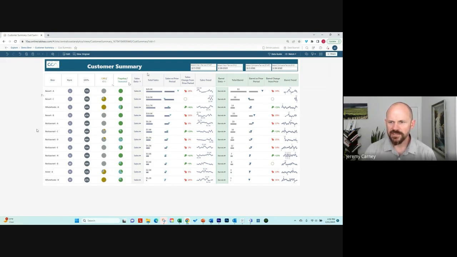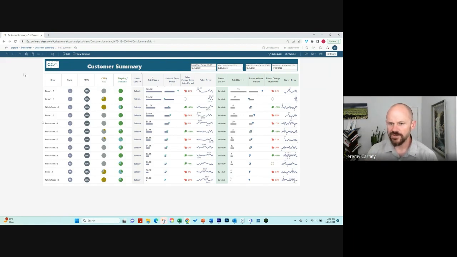Okay, so next up, we're going to see how different sales metrics rank for each of these customers. So first, we're looking at their total sales for that period. So our highest selling customer, Resort A, was about $20,000, and second most was about $19,000. And then we're going to see what their change has been from the previous year.